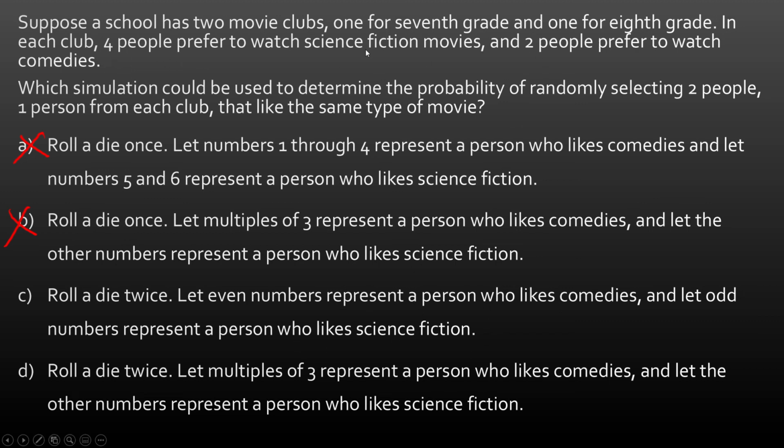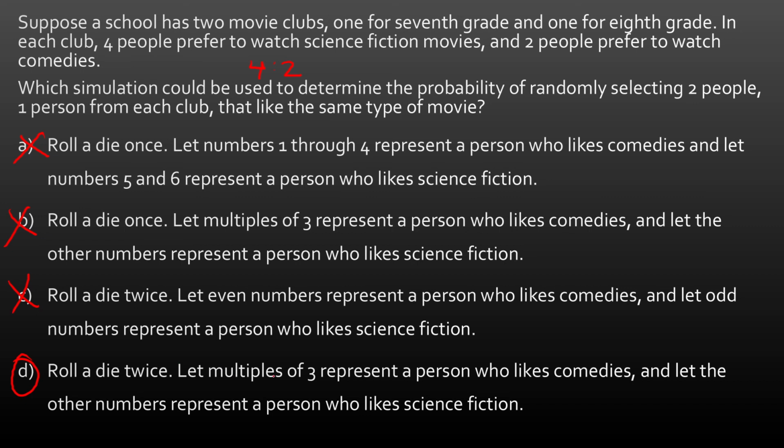Let's see. So 4 people prefer to watch science fiction and 2 people prefer to watch comedies. Okay. So rolling a dice and letting even numbers represent a person who likes comedies and odd represent someone who likes science fiction. Well, this doesn't work because even and odd numbers on a dice, that's an even amount, right? That's 1, 3, 5 or 2, 4, 6. That's a 50-50. And here I have a 4 to 2 ratio. So that doesn't work because if it was 50-50, it would have to be 3 to 3 where I have the same chance on each side. So this one's out, which means it has to be D.